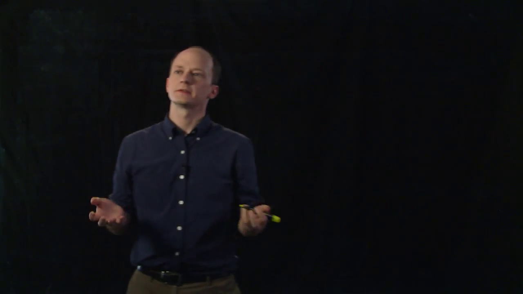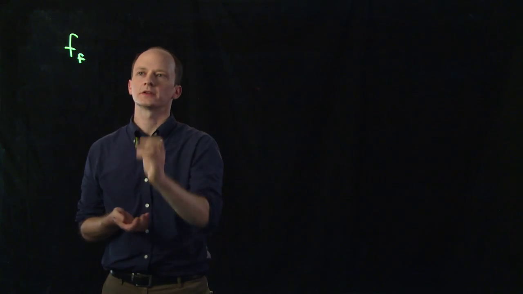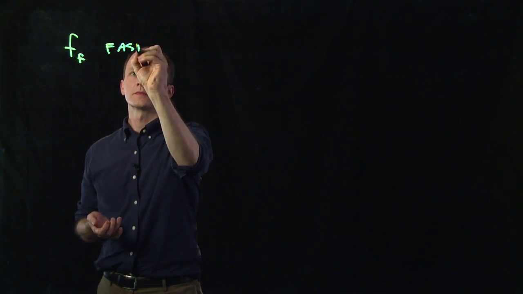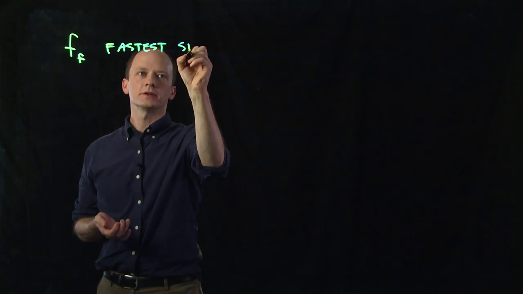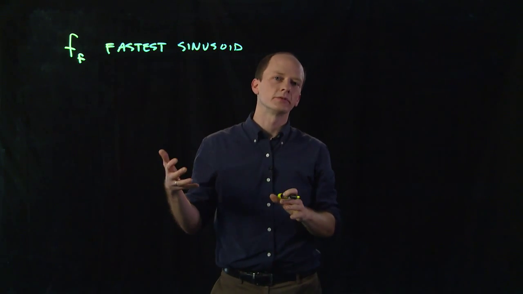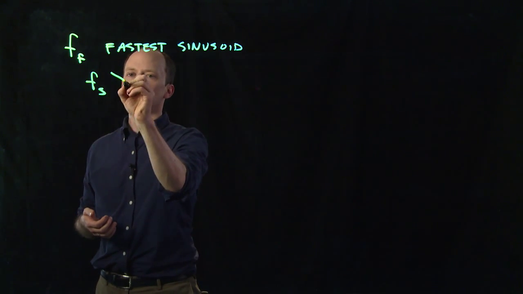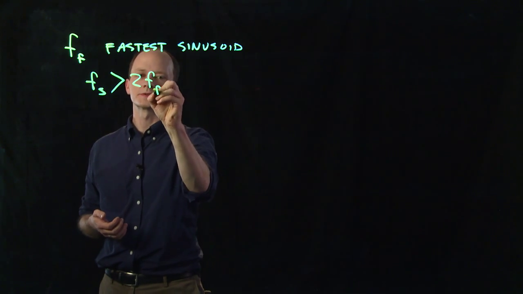The most obvious is to say that if we know what the fastest frequency sinusoid is in our signal, then we just need to make sure that our sampling rate is above the Nyquist rate. So we want to make sure that our sampling rate is greater than 2 times that fastest frequency.